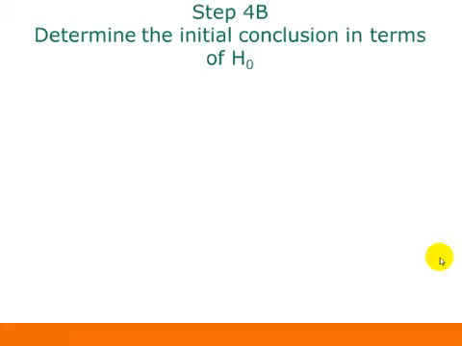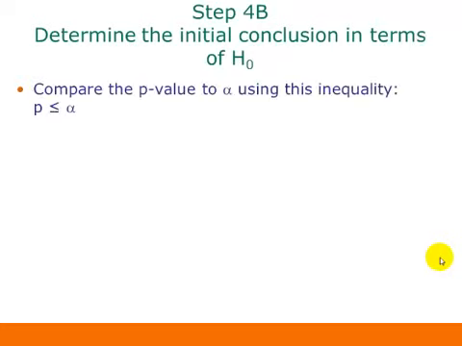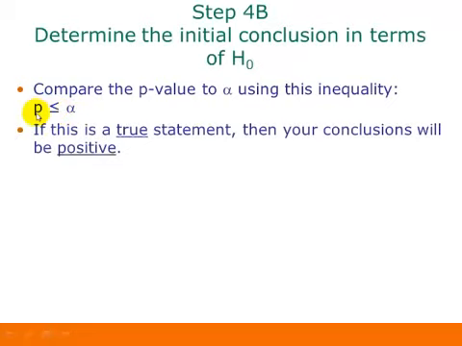The second part of step 4 is to take that p-value and use that to determine the initial conclusion, which is going to be in terms of the null hypothesis. So to do that, we're going to compare the p-value we came up with in part A of this step to our alpha, which is our significance level. And what we're going to do is look at this inequality. P, which is our p-value, is less than or equal to alpha. So we're going to plug our p-value in on this side, our alpha in on this side, and then we determine whether this inequality is a true statement or a false statement.